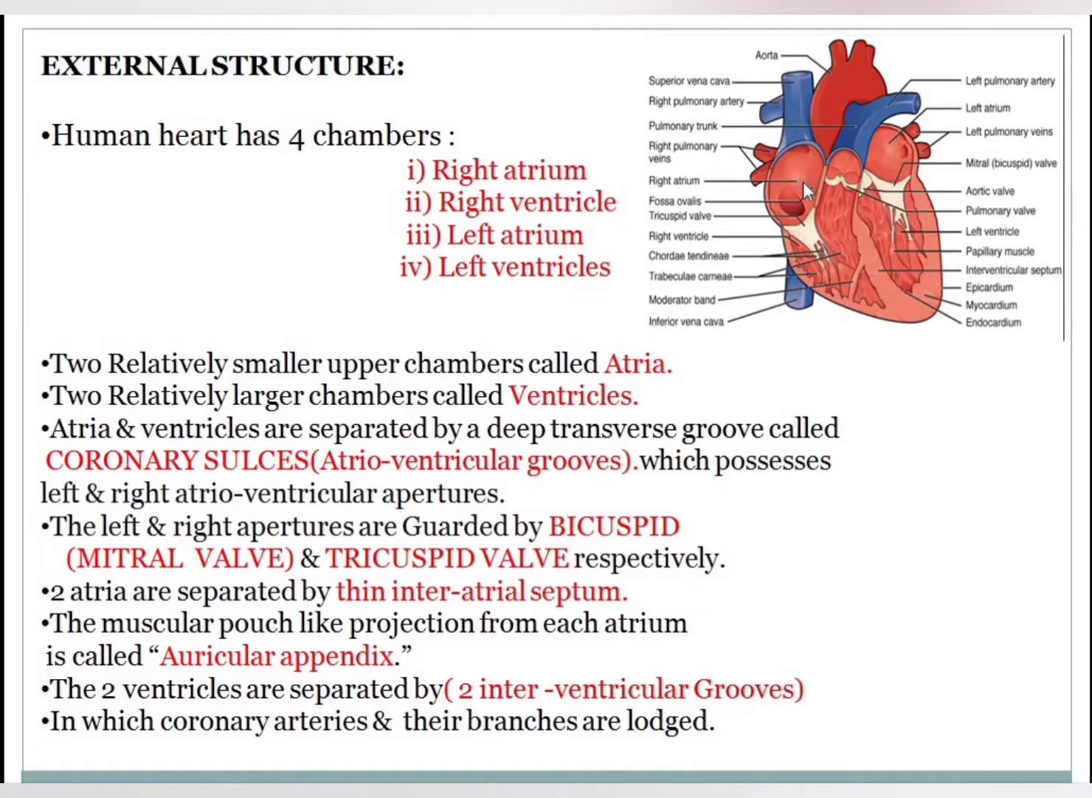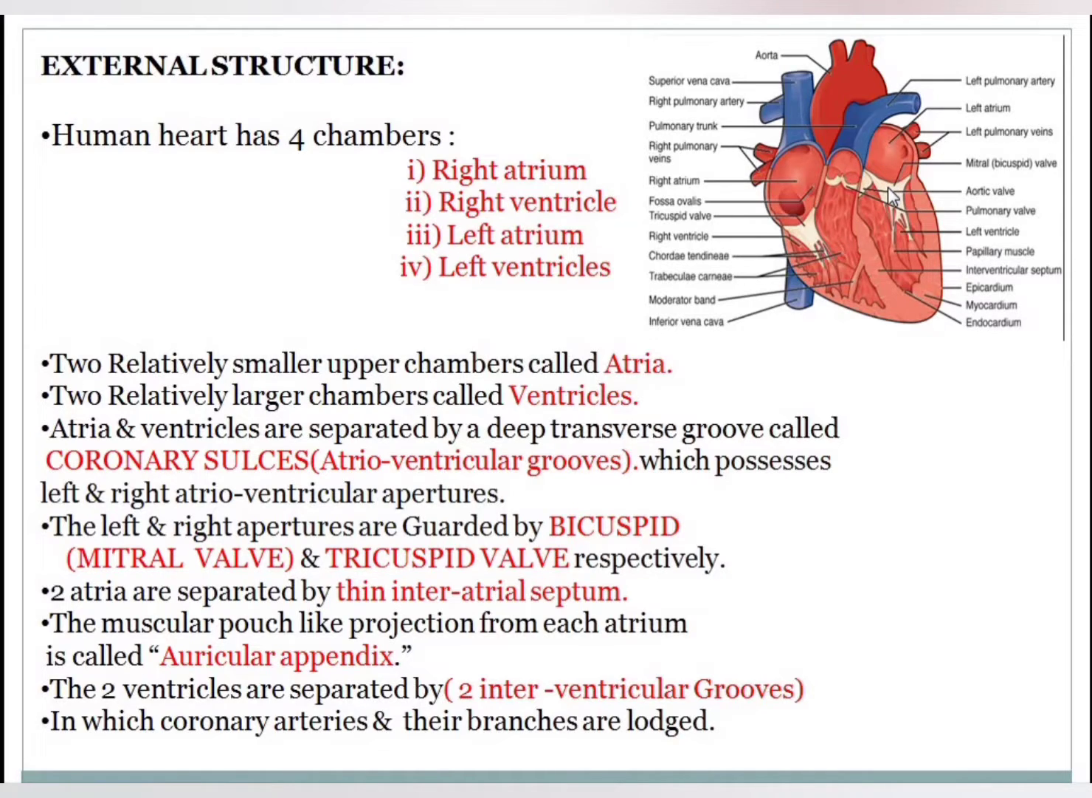Here the atria and the ventricles are separated by a deep groove called the coronary sulcus, and there are also apertures called the right and left atrioventricular apertures. These 2 atria are also separated by an interatrial septum, and the 2 ventricles are separated by an interventricular septum or grooves. The atria and ventricles are separated by the coronary sulcus, also called the atrioventricular groove. The muscular pouch-like projection that comes from each atrium is called the auricular appendix.